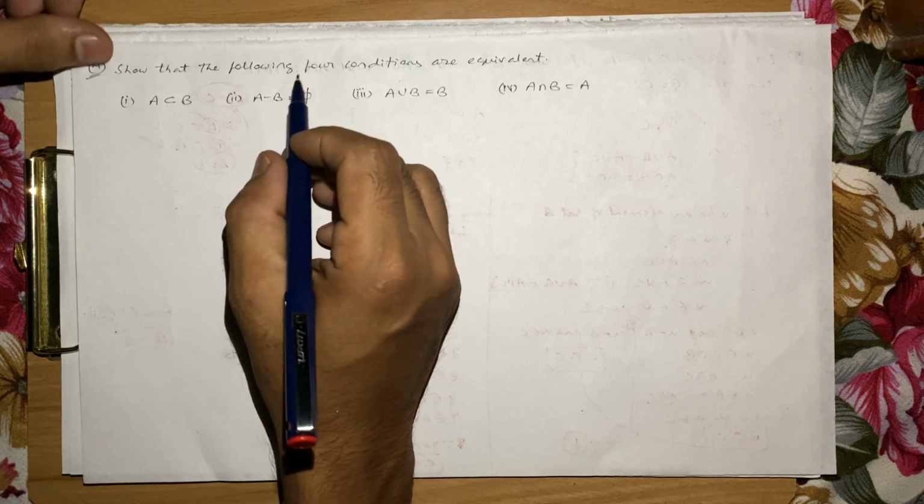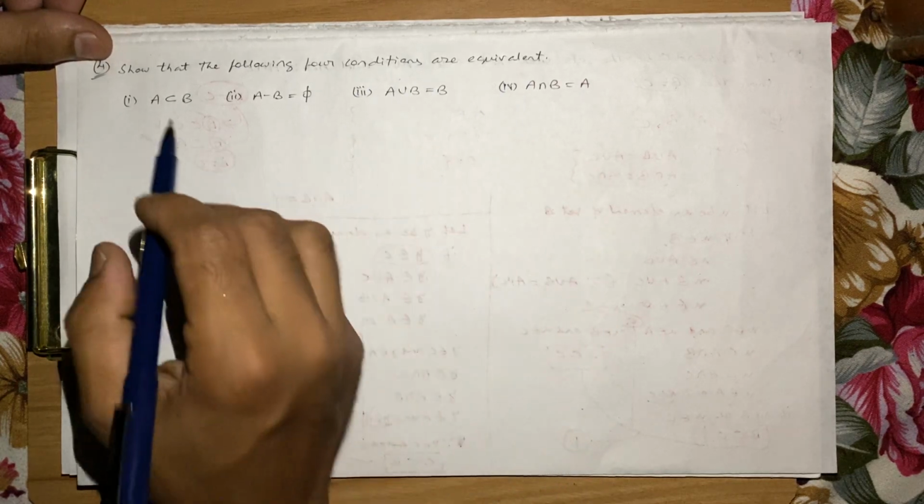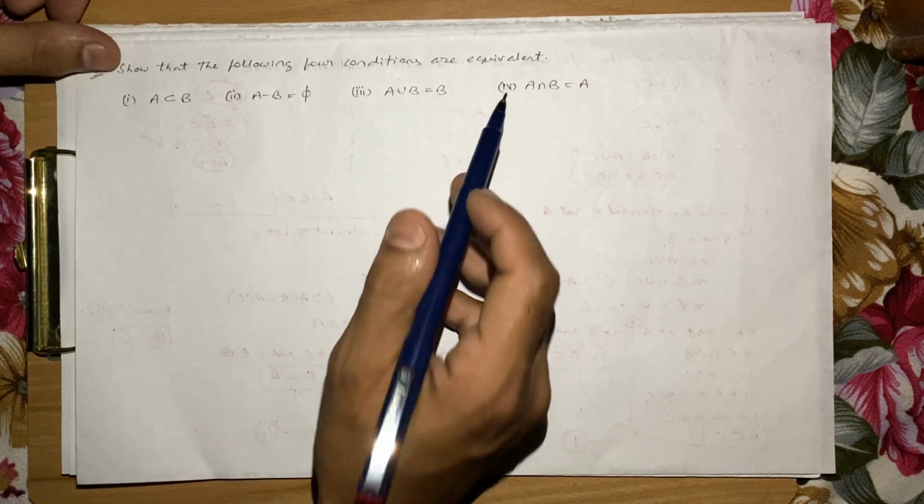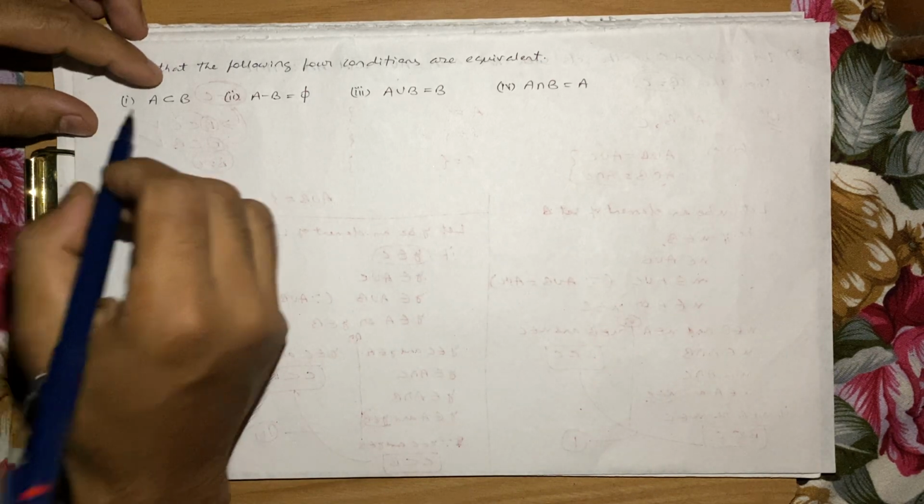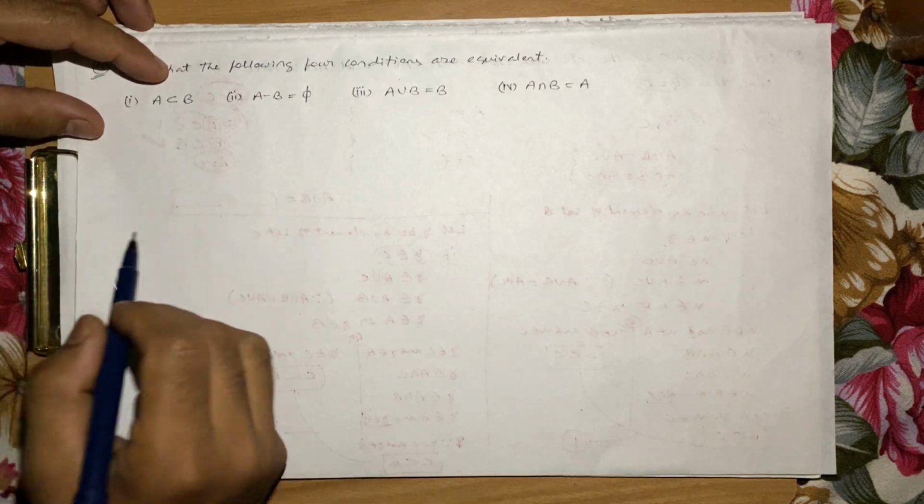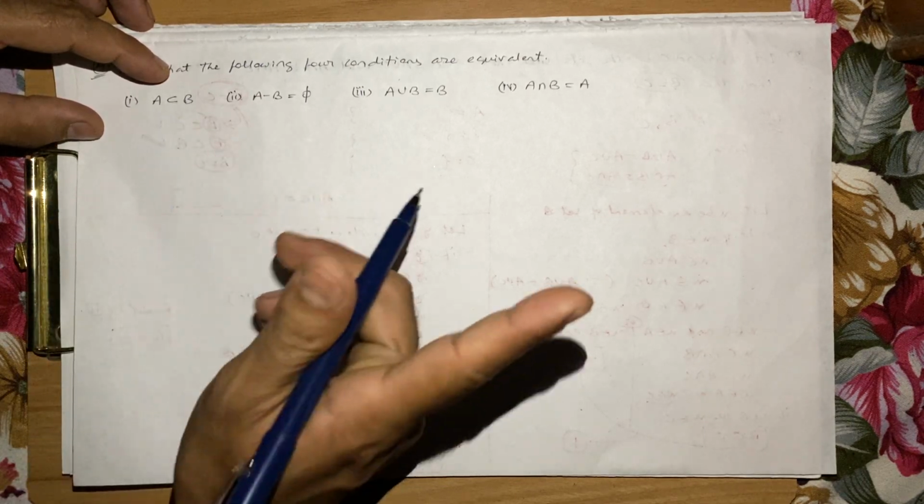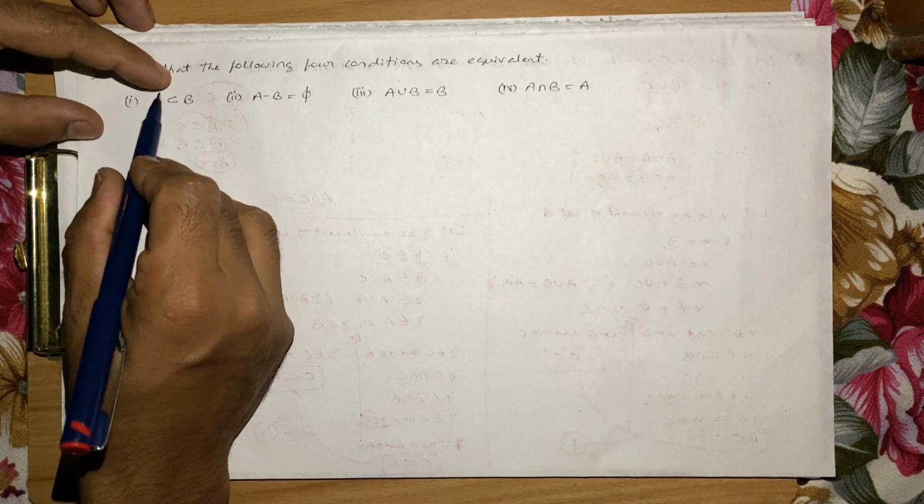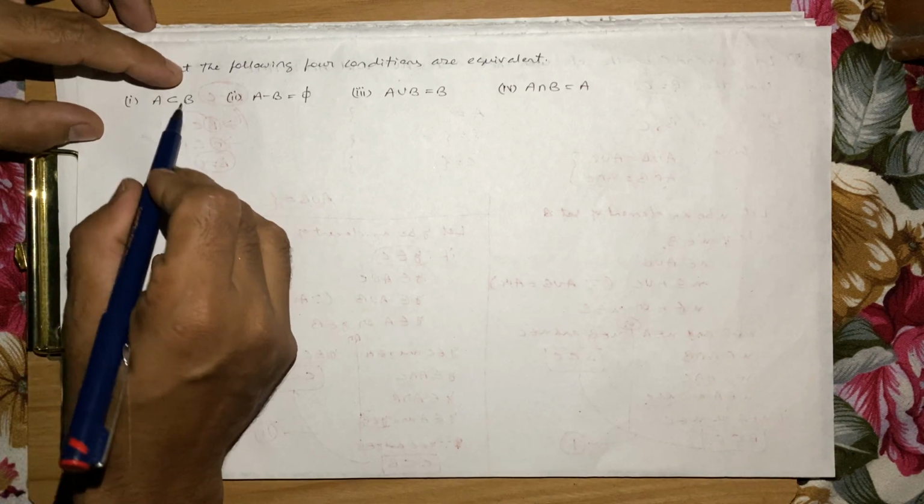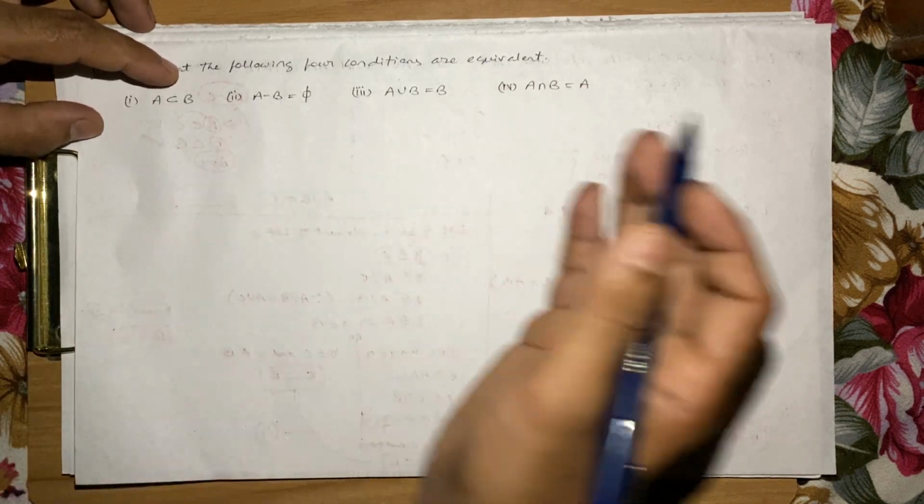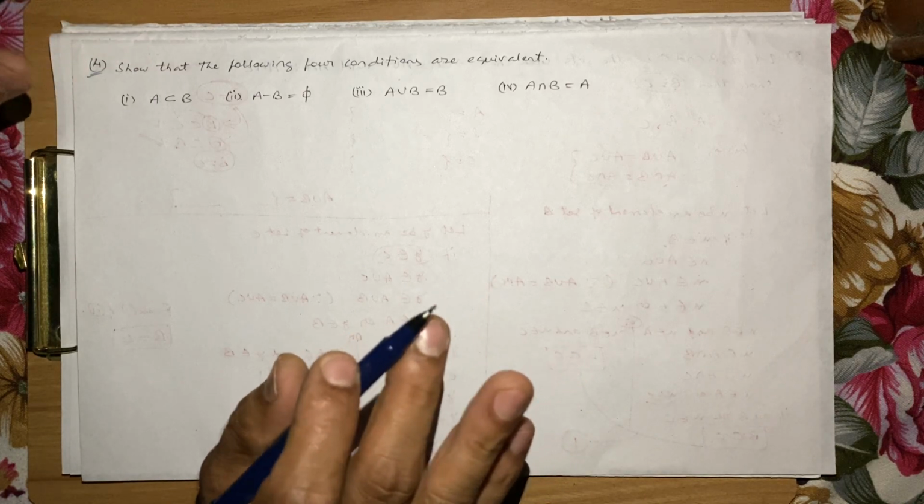The next question is, show that the following 4 conditions are equivalent. These are the 4 conditions that have been given to you, and you need to show that all of them are equivalent. Now let's look at the first one. The first one says A is a subset of B. Means what? The definition of a subset: all elements that are present in the set A are also present in the set B, and B may have something extra, right? We don't know about that.